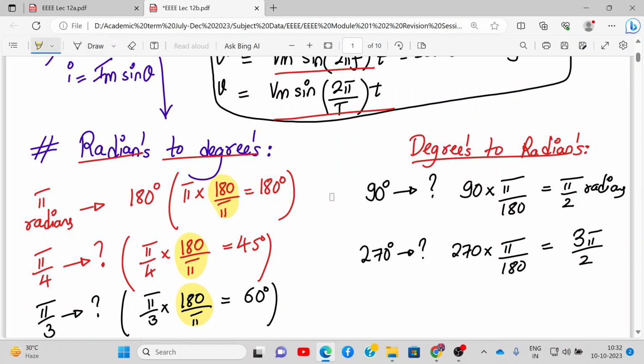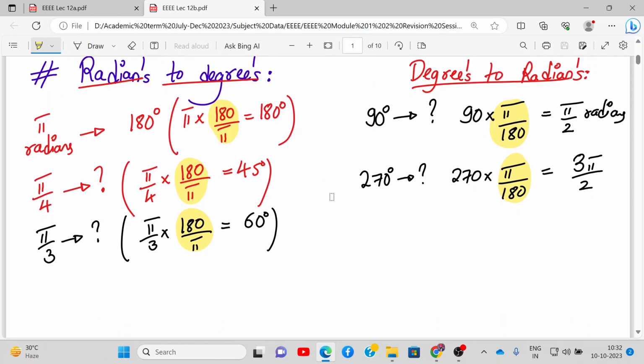Okay. So here the conversion factor is pi by 180. So if we want to convert degrees into radians, multiply the degrees by pi by 180. That will give you the value in radians. Okay, we can do that in a calculator, but just in case it is required.